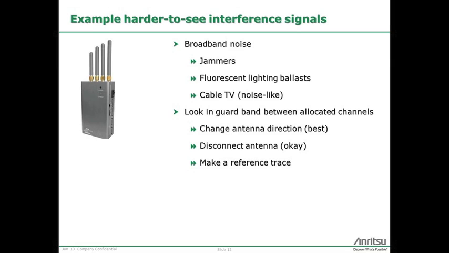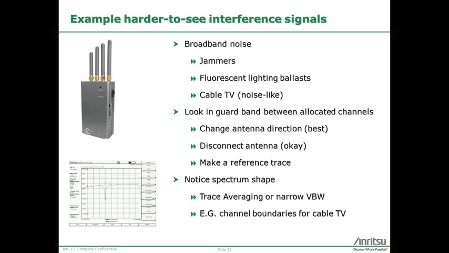Another way to do that is just disconnect the antenna. You don't get the bearing, and you don't get maybe other things in the receive channel like a tower-mounted amplifier, but that's still quite useful. And then again, as I mentioned before, make a reference trace so you can see what it looks like when you're out in the field.